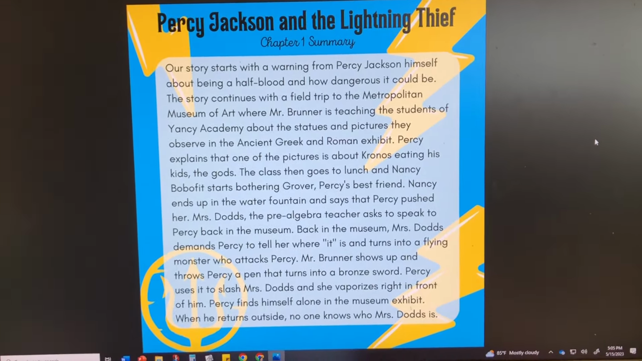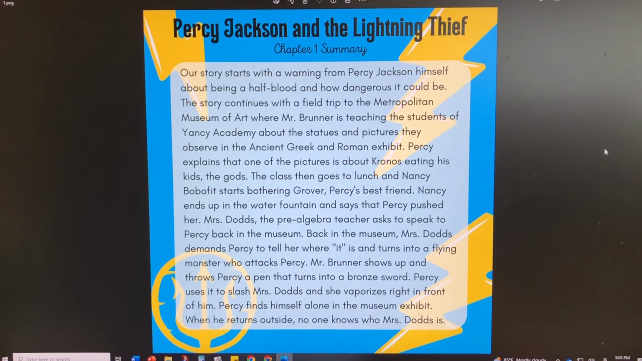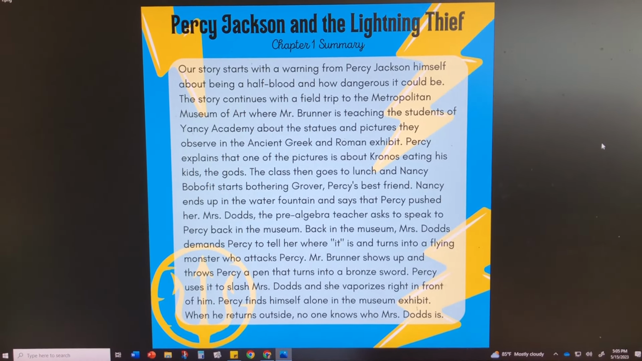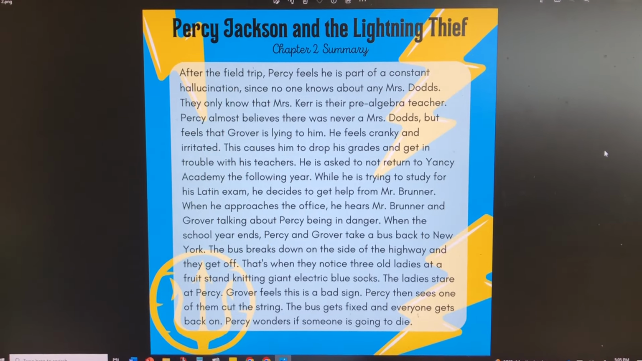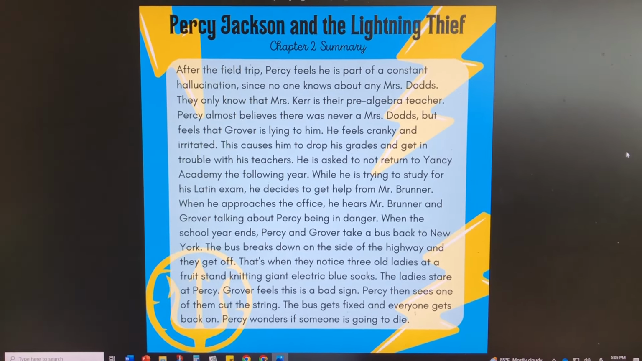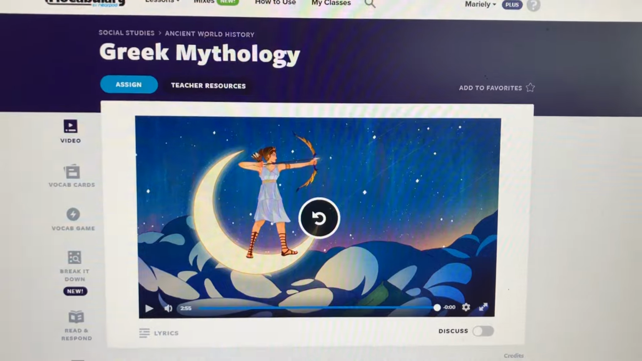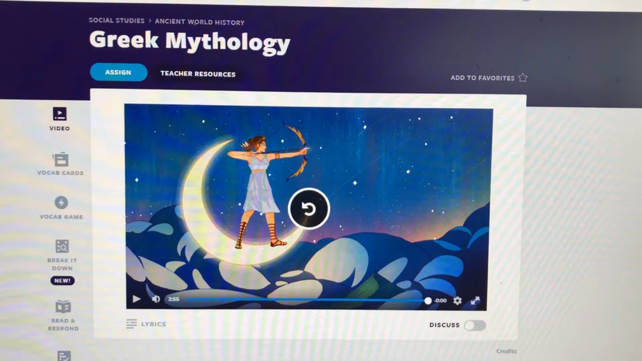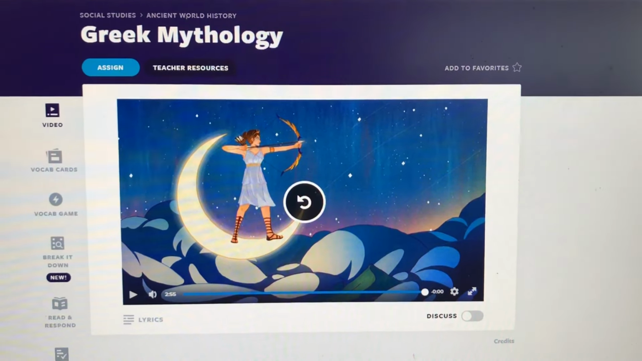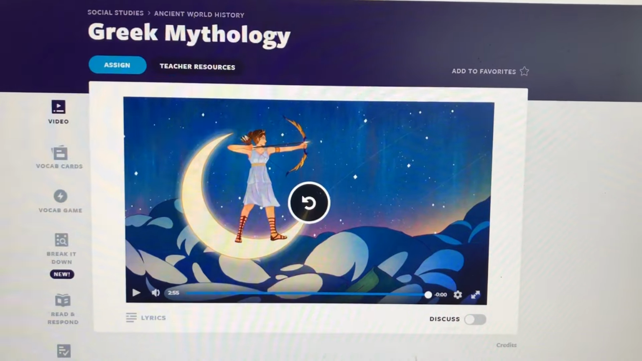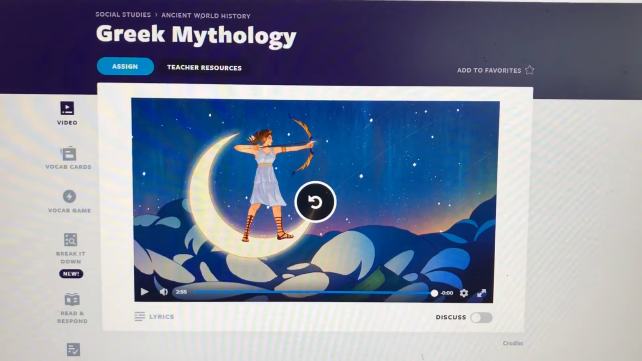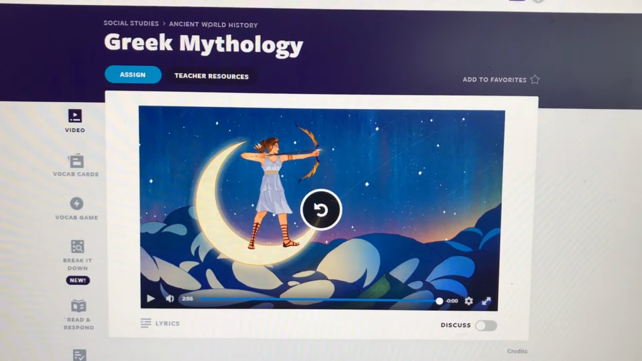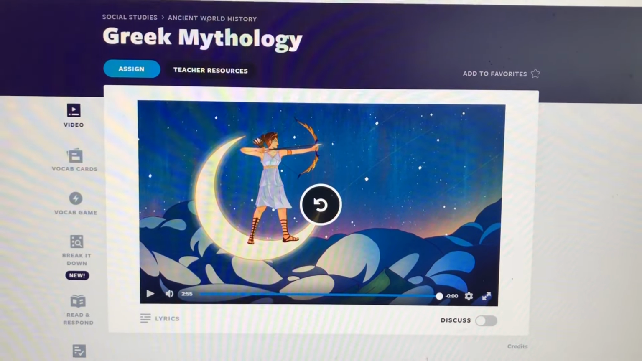Let me give you a quick look at those. I created these on Canvas in a square image that is easy for me to just post on Dojo. So here is the summary for chapter 1. And here is the summary for chapter 2. I also went ahead and showed them this Greek mythology video from Vocabulary, which was a great introduction to the Olympian gods, and that they can learn a little bit more about each of those important gods that they're going to be reading more about as we continue the novel study.